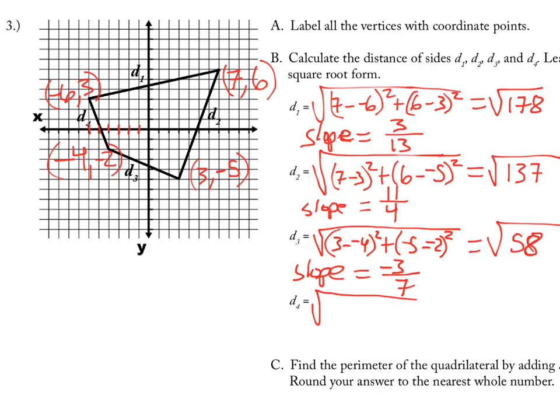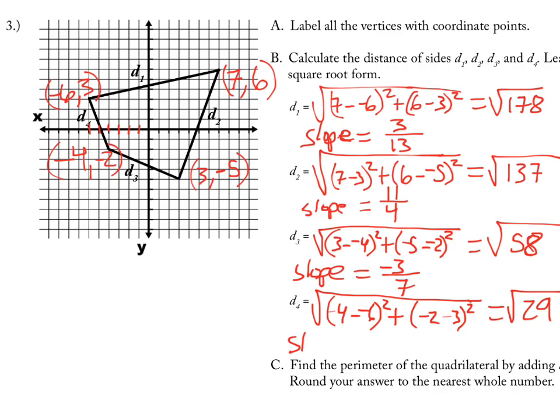Alright, so finally a D4, we need to do, let's see, the x is negative 4 minus negative 6. Square that. And then we're going to do negative 2 minus 3. Square that. If you do negative 4 minus negative 6, you're going to get the same thing as negative 4 plus 6, which is 2. And when you square that, you get 4. And then negative 2 minus 3 is negative 5. Square that gives you 25. So 25 plus 4 gives you 29.